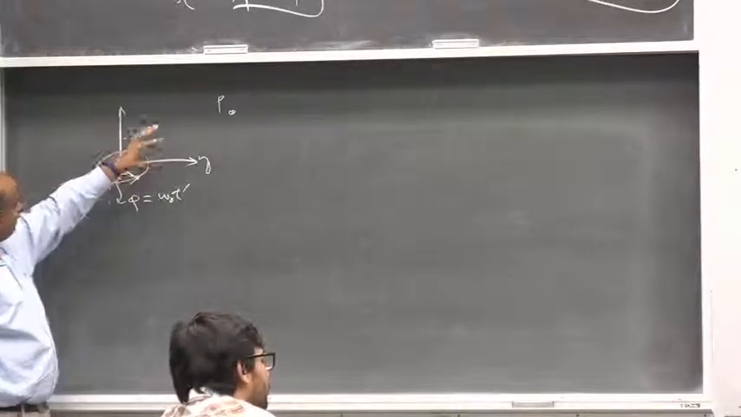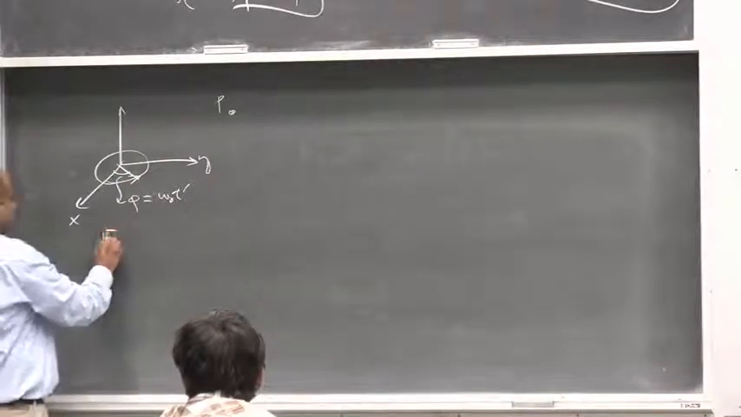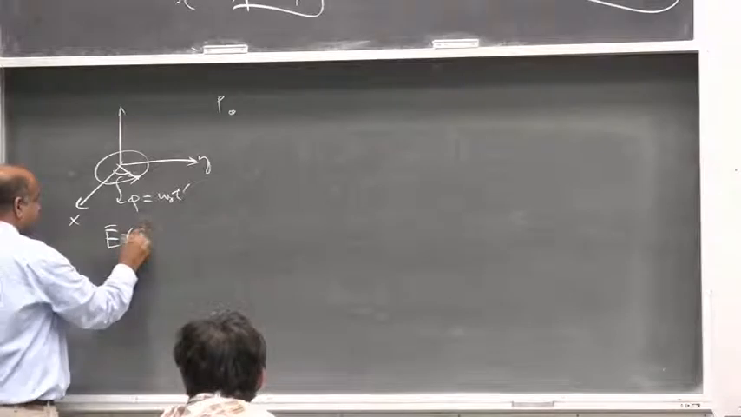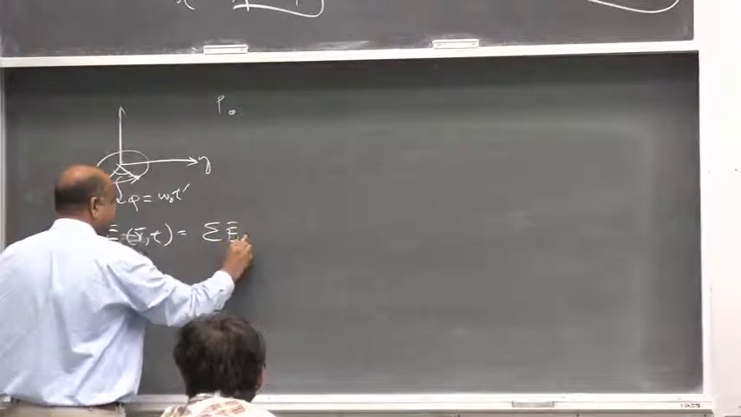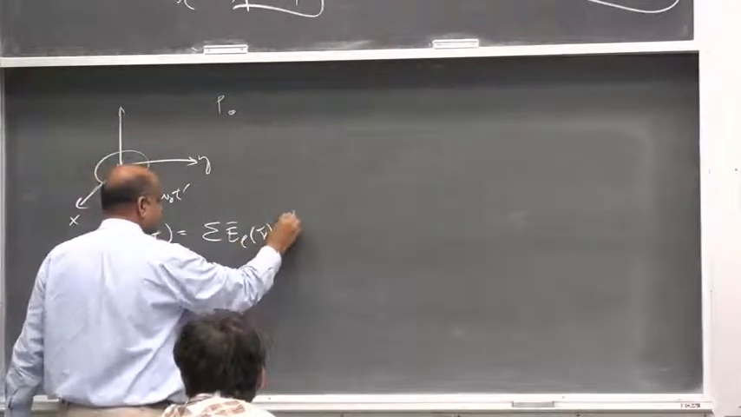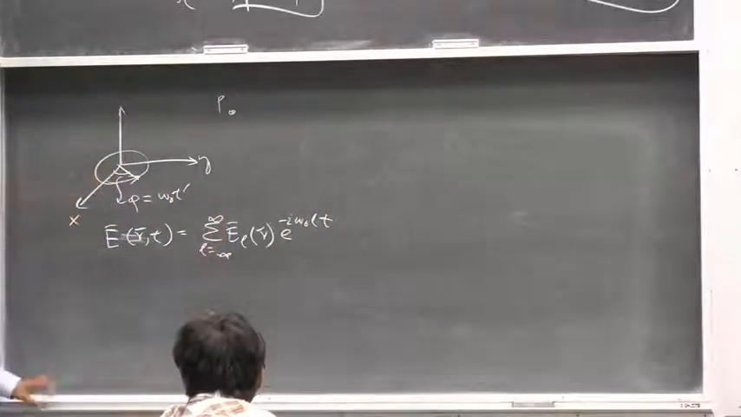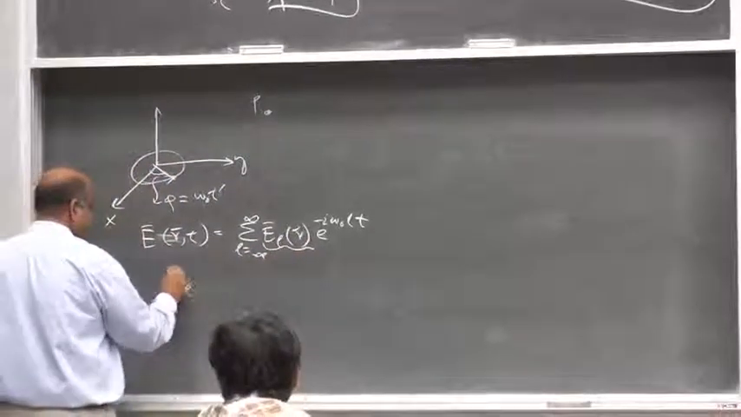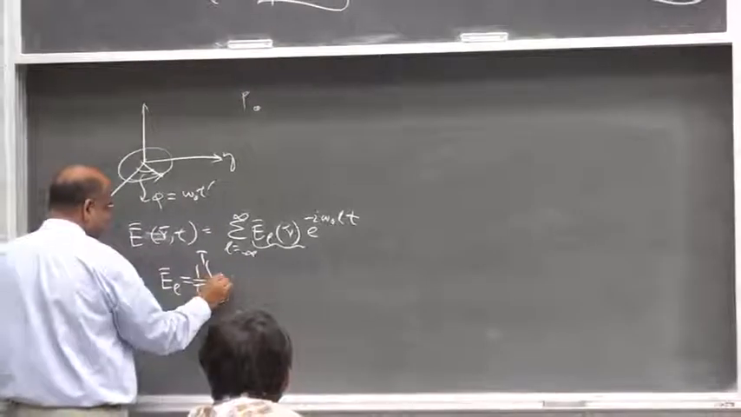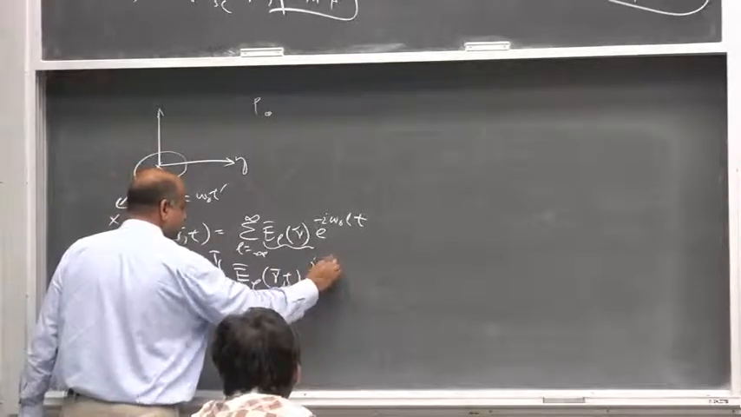So it means that the fields at this point can be written as, so a general R and T dependent field can be written as a Fourier series like this, where there are Fourier coefficients.